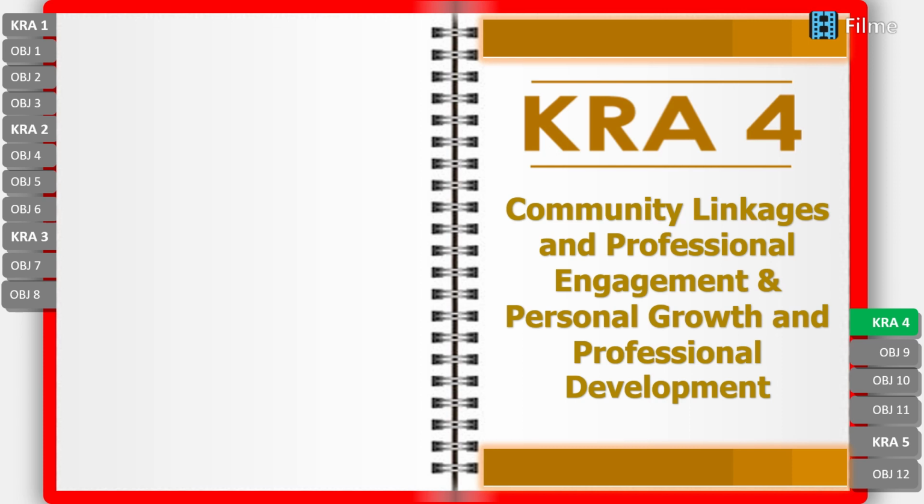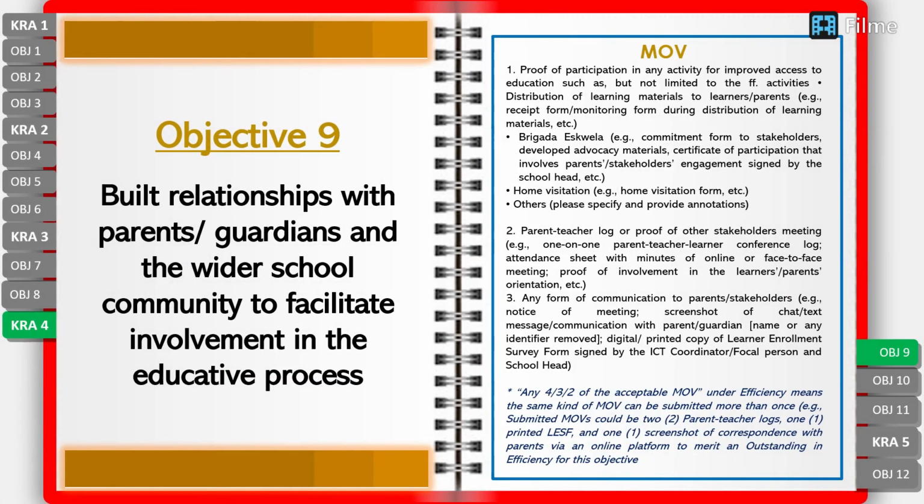KRA 4, Community Linkages and Professional Engagement and Personal Growth and Professional Development. Objective 9, Build relationships with parents or guardians and the wider school community to facilitate involvement in the educative process. Ang i-rate naman natin sa objective na ito ay quality and efficiency. For quality, tingnan na lamang po natin ang performance indicator ng objective na ito.